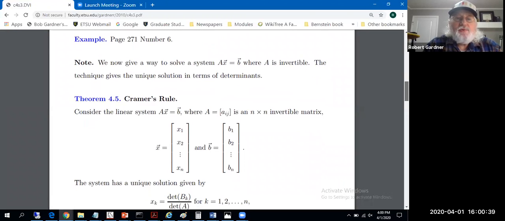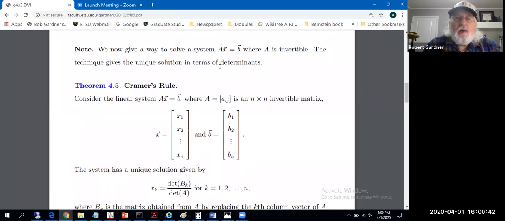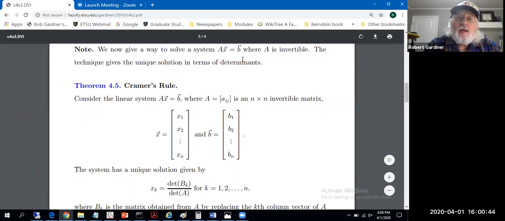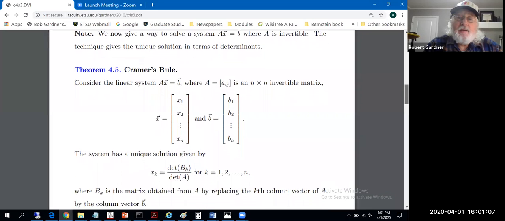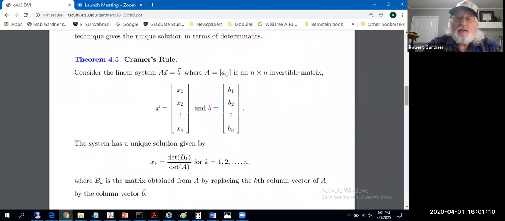All right, we're going to introduce now in Cramer's rule a way to solve a system of equations, Ax equals b, assuming the coefficient matrix is invertible, which is effectively, as you know from your experience with systems of equations, assuming there's a unique solution. The technique we're going to use produces this unique solution in terms of determinants. You like that? No, I don't like taking determinants. And this is going to require a bunch of determinants. We'll illustrate it in a small system of equations just to make sense out of what it says.